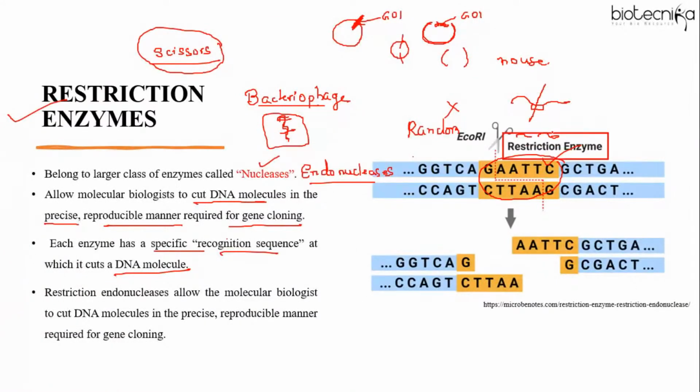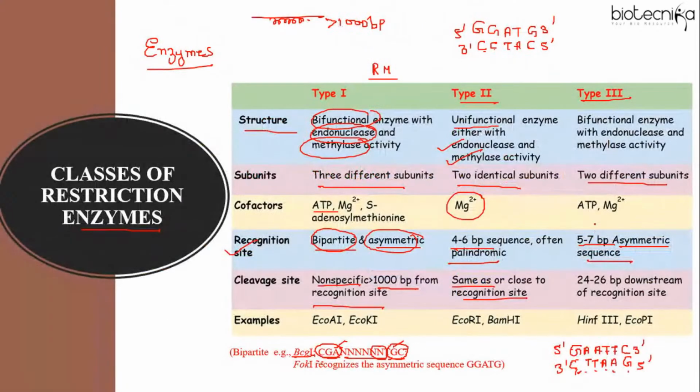EcoR1 is a type 2 restriction enzyme. So it has this recognition sequence and it will cut within this sequence, right? And type 3 also, it will be cutting 24 to 26 base pairs downstream of the recognition site. And here are some of the examples of type 1, type 2, and type 3. Jaypreet, yes, for type 2, it's the palindromic sequence, right?